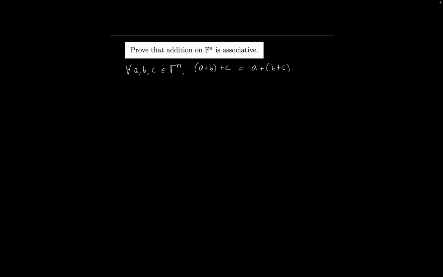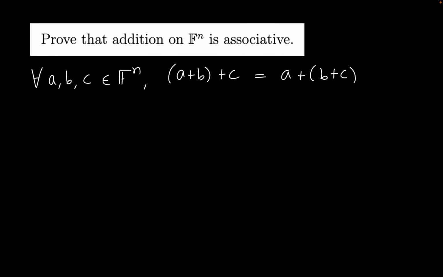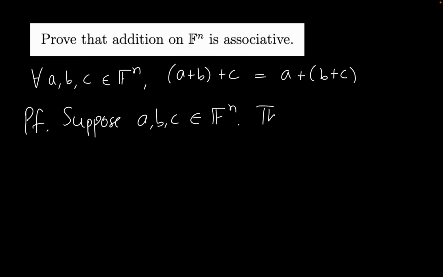Now we can start with our formal proof. Our proof is going to be like this. Suppose A, B, and C are elements of Fn. Then clearly there exist three sets of n scalars. They're going to be a1 through an.